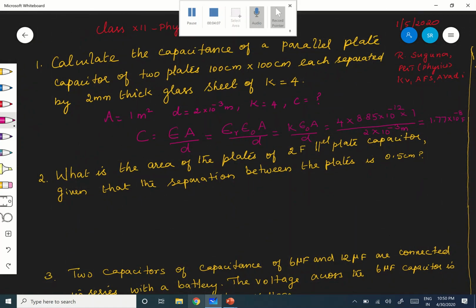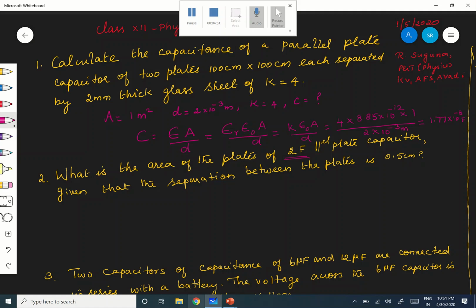Now you will come to know. What is the area of the plates of a 2 farad parallel plate capacitor? I told you farad is a very huge unit, but here it is given, and you will come to know why. That is why I have chosen this problem. Given that the separation between the plates is 0.5 centimeter.